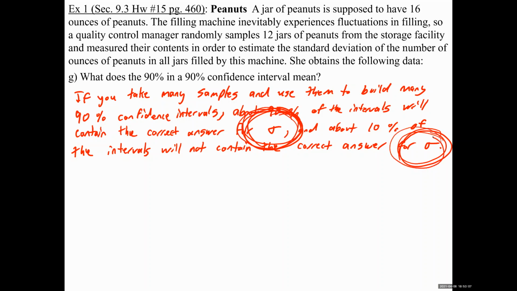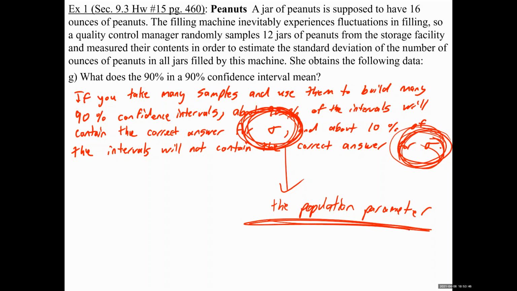And if I give you a problem where it's on its own, like it doesn't come at the end of any problem, it's just one question by itself, then I don't want you to put any letter here and here. I want you to write in words the population parameter, because you don't know what the population parameter is. So you're going to say about 90% of the intervals will contain the correct answer for the population parameter, whatever it is. And about 10% of the intervals will not contain the correct answer for the population parameter. Okay, so if it doesn't come at the end of a specific problem where you know which population parameter we're working on, then don't write any letters there, just write the phrase, the population parameter.